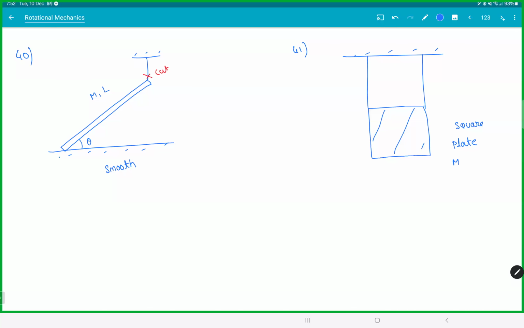Same thing, square plate. So the same questions we have done with the hinges and all, but this time we are cutting it. These are strings. Find alpha just after cutting. These are pretty good ones, right? They look more simple, but they're actually pretty good ones. You should definitely spend some time, try these 2 questions.